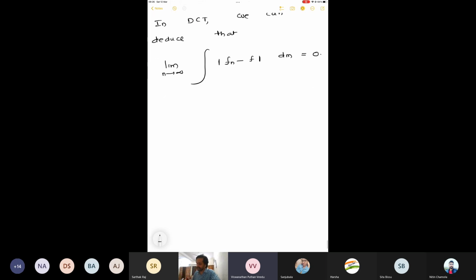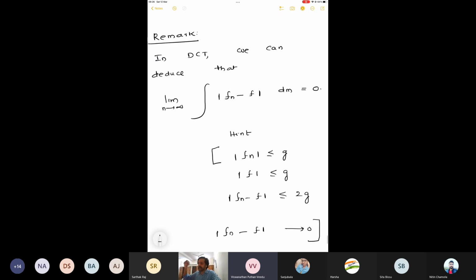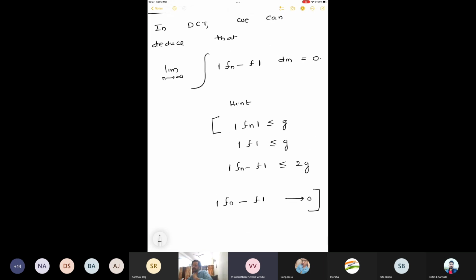Maybe I can give you a hint. Hint is you have mod fn is less than or equal to g, and you have therefore mod f is less than or equal to g, and therefore mod fn minus f will be less than or equal to 2g. And now apply what we proved in DCT, you will get that mod fn minus f is integrable. And further you note that mod fn minus f converges to 0. Okay. So using these two hints, with the same assumptions in DCT, you can conclude one more thing. One conclusion is that f is integrable. Second conclusion is that limit and integral can be interchanged. And third conclusion, now I am adding: limit n tending to infinity integral mod fn minus f dm is 0. Okay. So how to get the third conclusion is apply this hint.